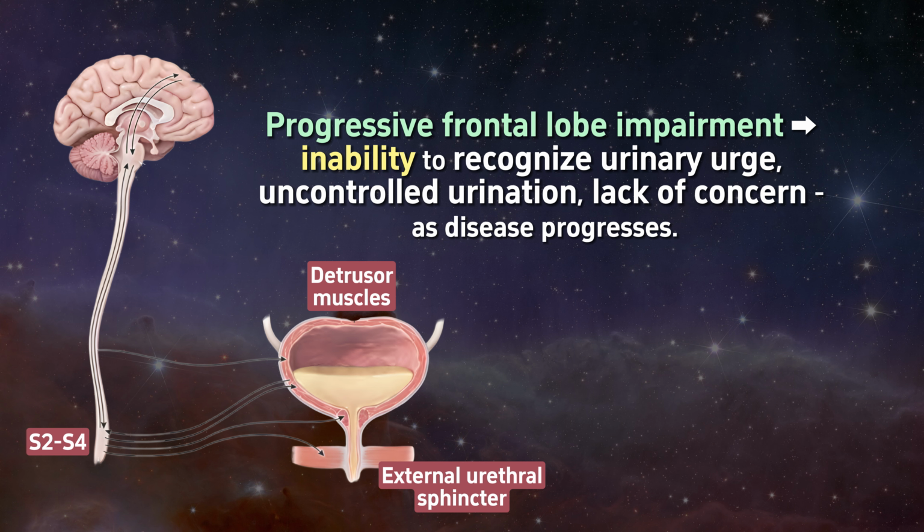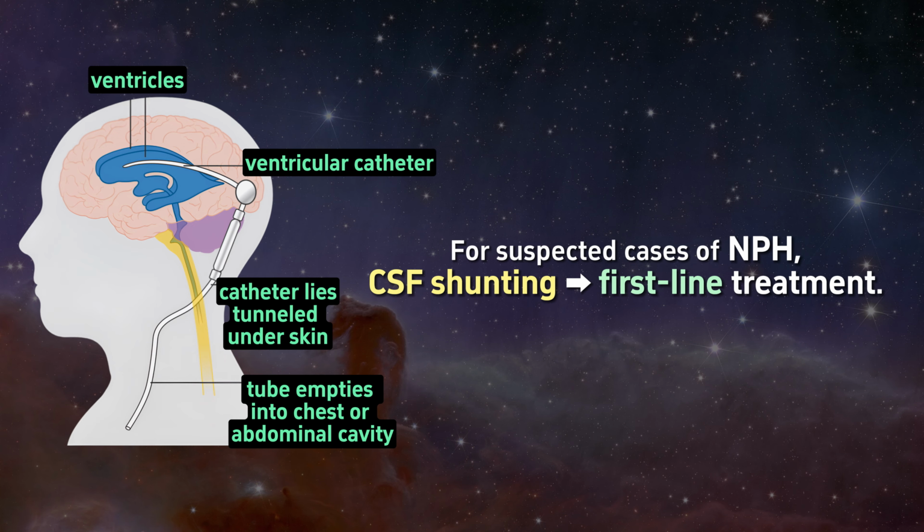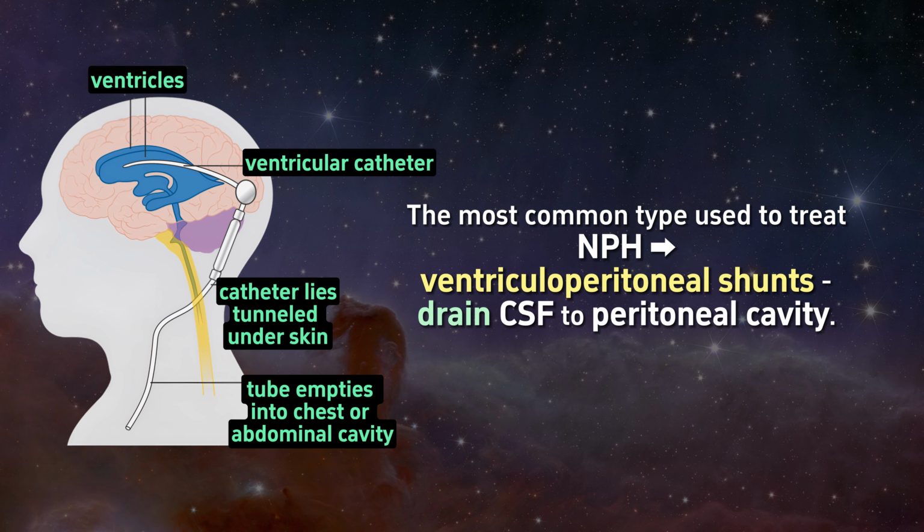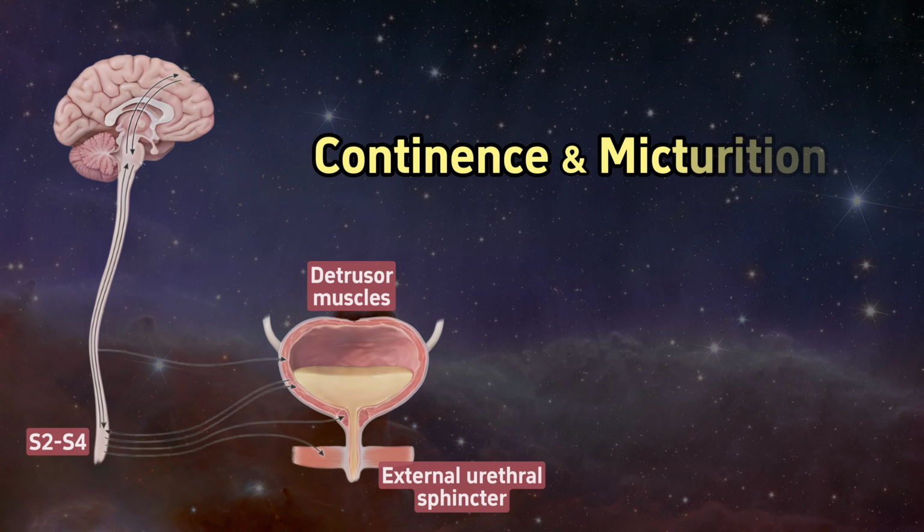the disease progresses. For suspected cases of normal pressure hydrocephalus, cerebrospinal fluid shunting is the first-line treatment. The most common type used to treat normal pressure hydrocephalus is ventriculoperitoneal shunts, which drain cerebrospinal fluid to the peritoneal cavity. Summary of continence and micturition.